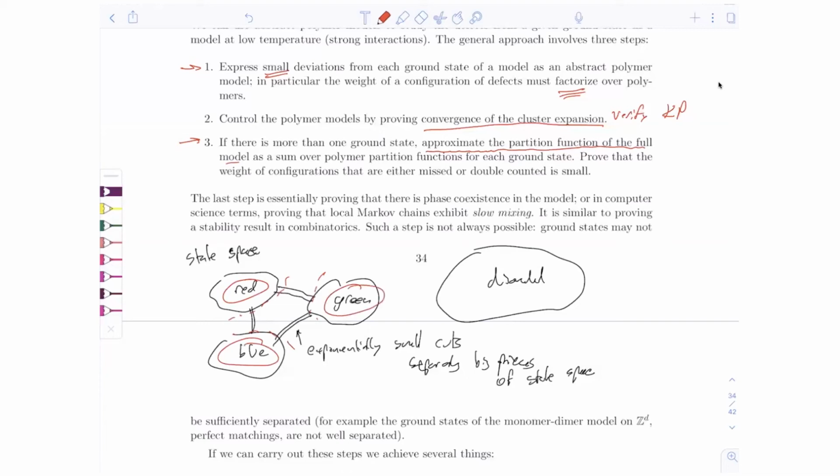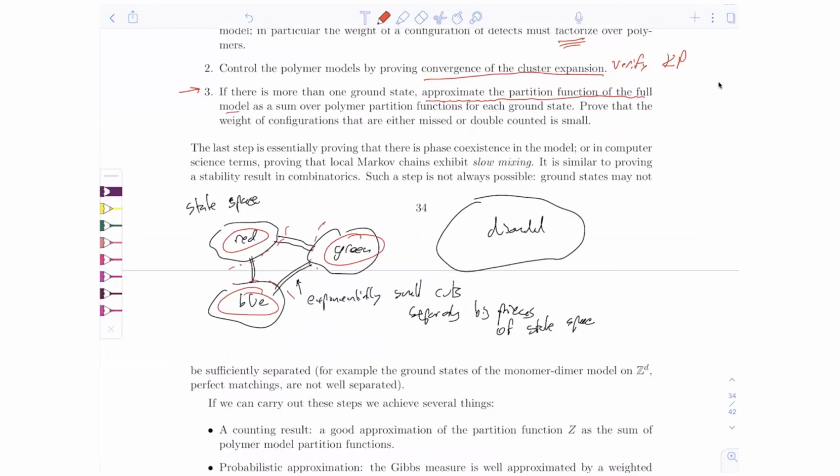Okay, and then if we can approximate with this polymer model and the cluster expansion the red-dominated configurations, the green-dominated, and the blue, then we can sum them together. The cool thing is that proving such a result, this is proving a slow mixing result, is a very, very well studied topic in computer science.